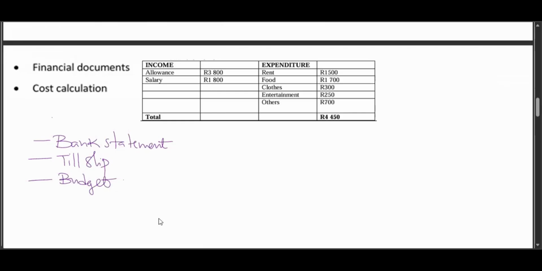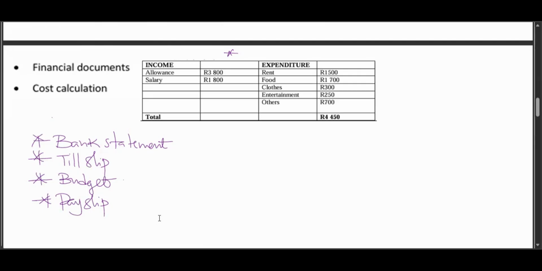We have a budget. A budget could look like this: we have income on one side and expenses on the other side. We have what we call a pay slip. This is in grade 11. All these are financial documents, among others: invoices, receipts, bank statements.